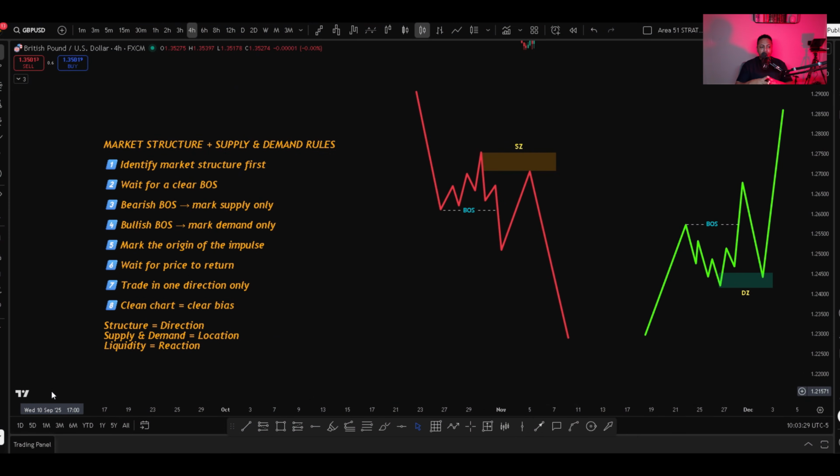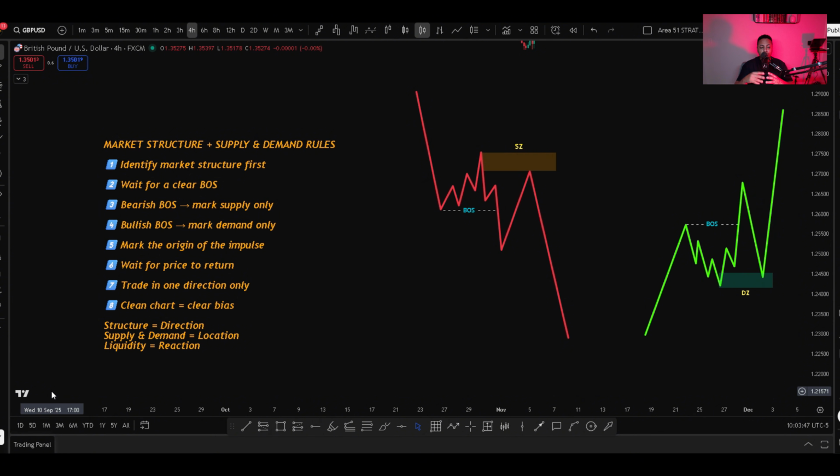Most traders think supply and demand is just drawing boxes on a chart. That is why it keeps failing them. Supply is selling pressure and demand is buying pressure. But the real supply and demand is not random. It is where premium selling and premium buying actually happens.